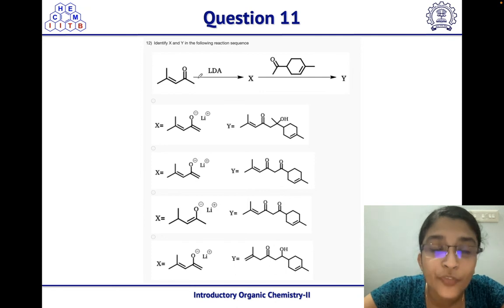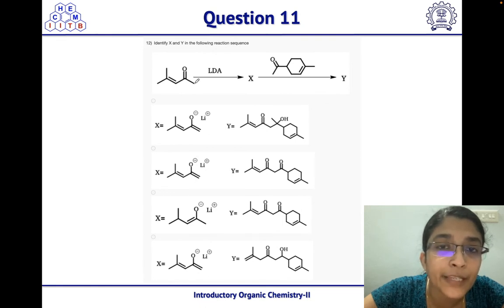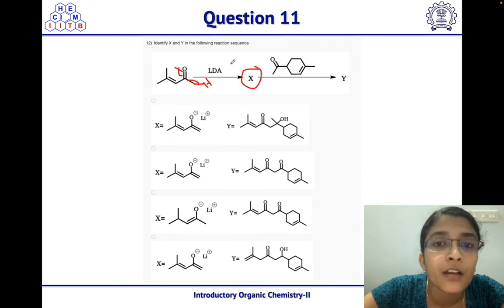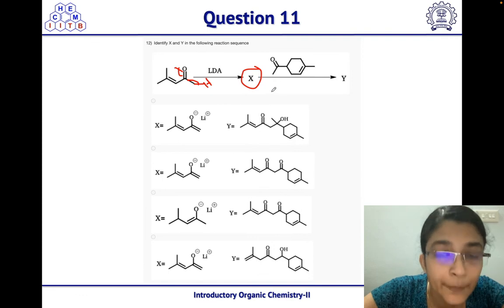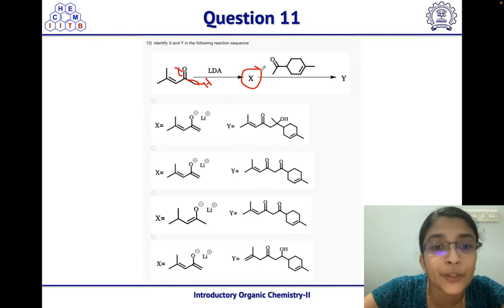So they are asking what is X and what is Y. So in presence of LDA, here there is no alpha hydrogen. This hydrogen will not be abstracted. Here this sp3 hydrogen will be abstracted by LDA. So LDA will abstract the proton from this carbon and an enolate will be generated. So that will be compound X. Formation of lithium enolate will be the first step, and compound X will be the lithium enolate.